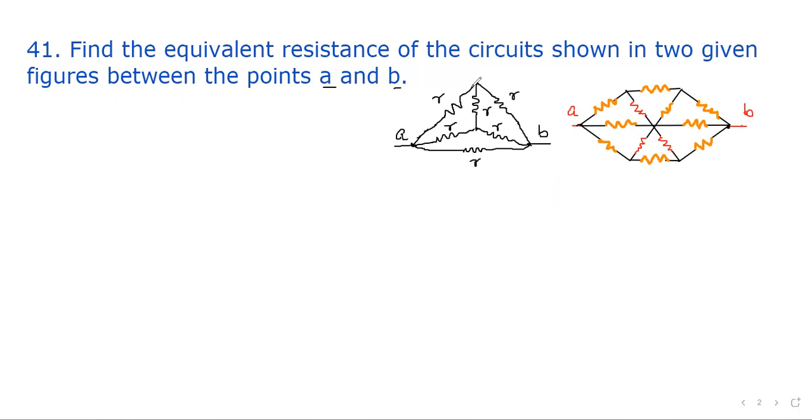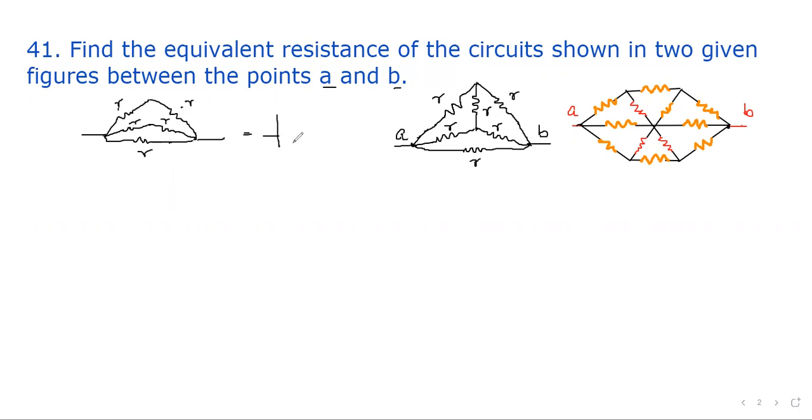Here these five resistances, these four all form a balanced bridge. So this resistance will be removed, and the circuit will be like this. This will remain R, this R, and this R, and then this R and this R. So R, R, R, R.